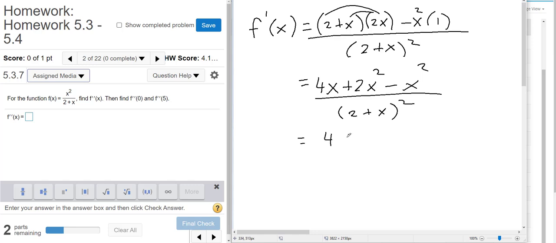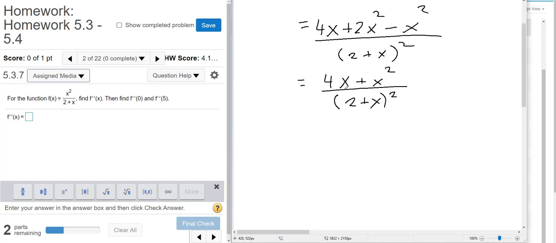That reduces further to 4x plus x squared over 2 plus x quantity squared. Now I could factor out an x from that numerator, but that would make it a product, and it would just have to use the product rule. So since this is f prime of x, I'm going to use it to find the next derivative. It's going to get a little bit longer, a little bit tedious, but you just have to take it slowly.